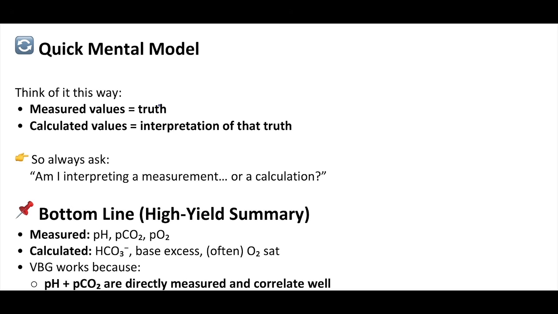But measured values tend to be more true because there's fewer variables. Calculated values are an interpretation of that truth. Measured values are the PCO2, pH, PO2. Calculated values are the bicarbonate, the base excess, and the O2 sat. So always ask, am I interpreting a measurement or a calculation?